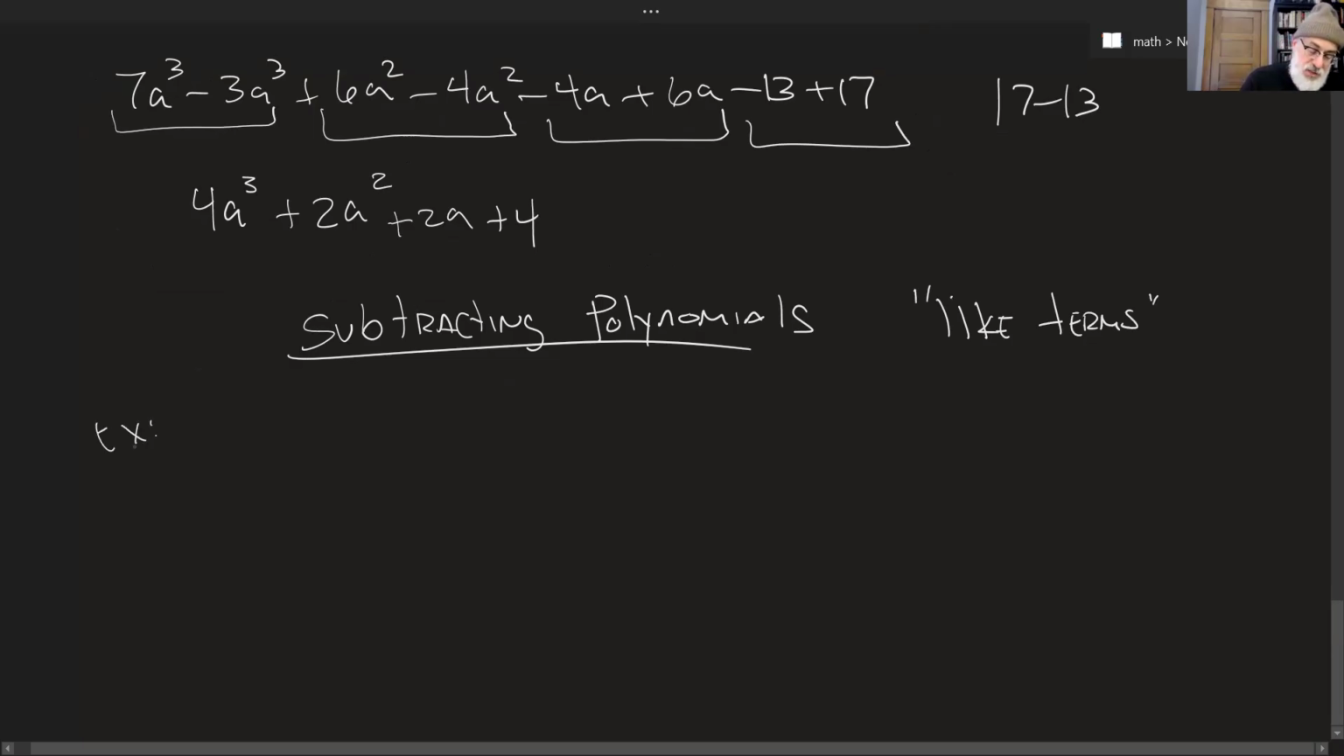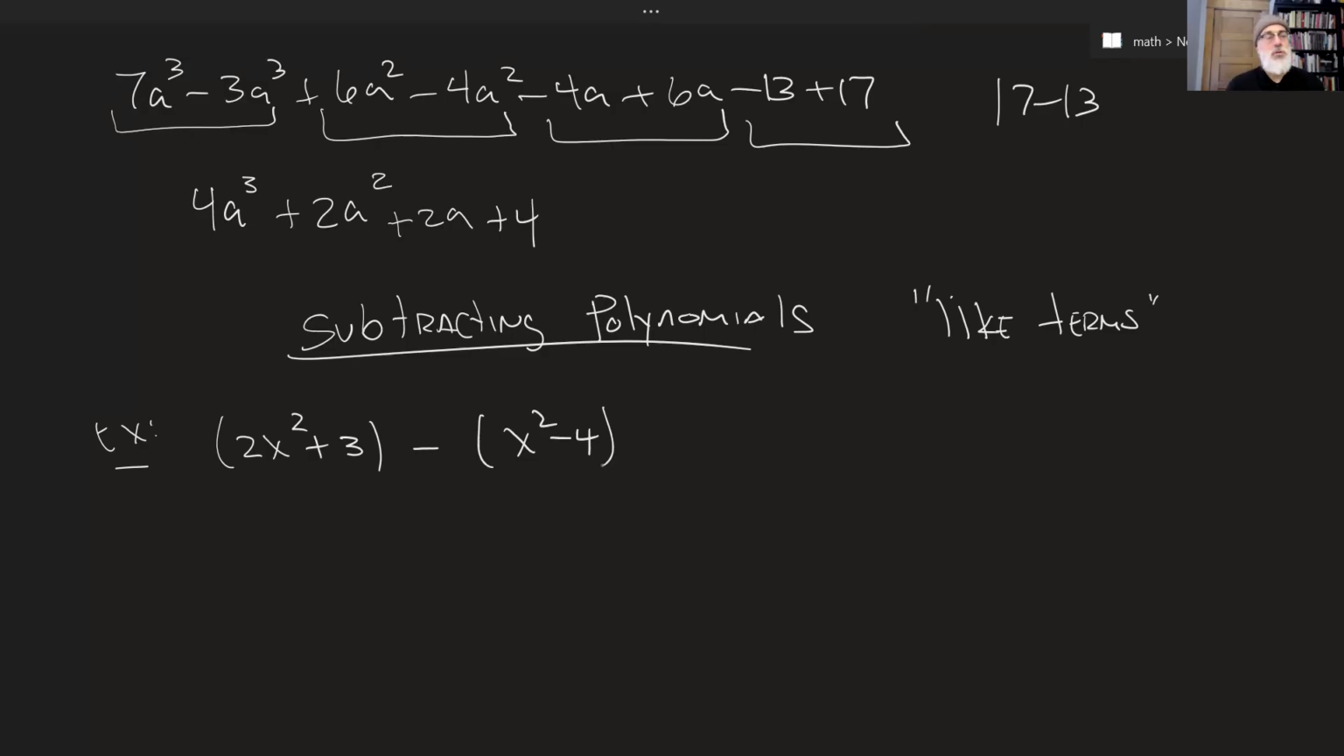But one difference here is I'm subtracting a polynomial from another polynomial. So an example is 2x squared plus 3 minus x squared minus 4. So in other words, I'm subtracting from 2x squared plus 3, x squared minus 4, the entire polynomial.